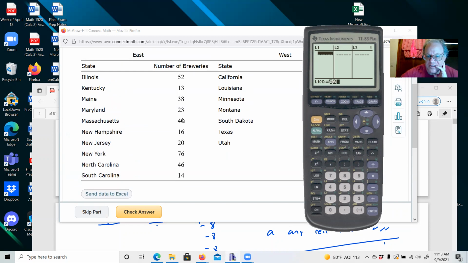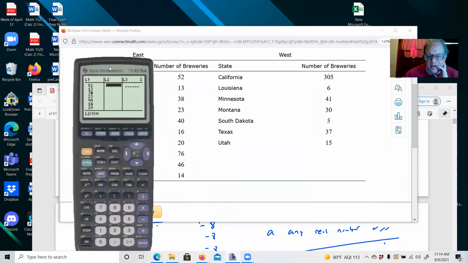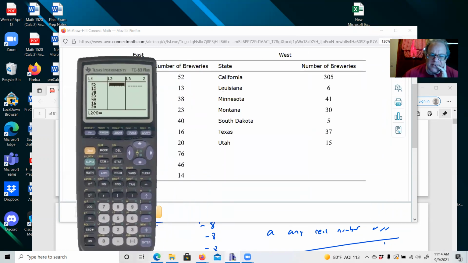So we're going to do 52, 13, 8, 23, 30, 16, 15, 76. Wow, New York. 46 and 14. Right? We'll go over here and we'll just type in for California. Okay. Yeah, I guess technically Louisiana is west. You don't think of Louisiana being west. California 305. California also has a huge population.